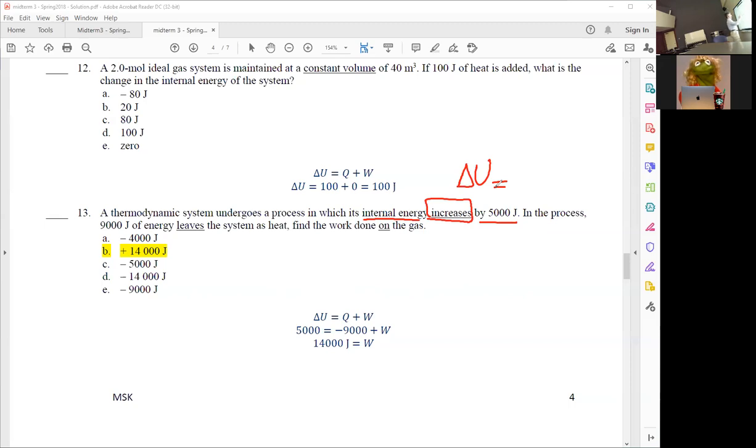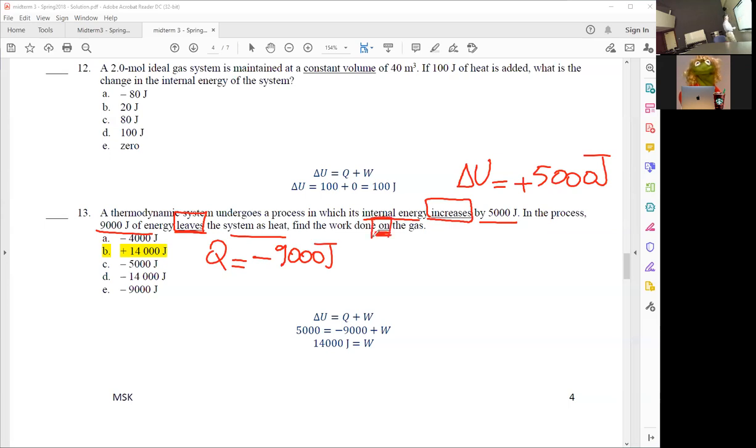So here we're saying delta U increases by 5,000. That means I take plus 5,000 joules. In the process, 9,000 joules of energy leaves the system. So the keyword here is leaves the system as heat. Because it's leaving the system, Q will be taken as negative 9,000 joules. Now find the work done on the gas.